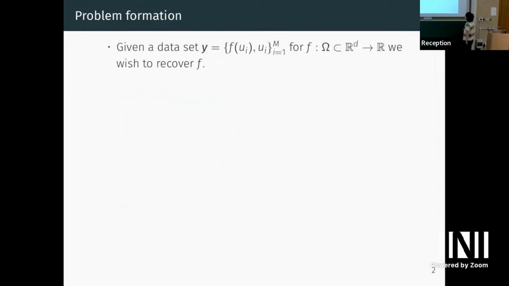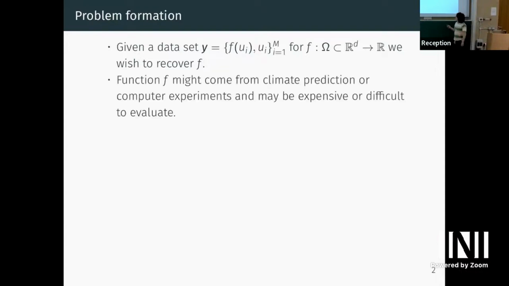So the problem is quite a simple one. We've got a load of data points x_i, and we've got an unknown function f, and we have the value of this function at each data point, and we want to recover this function. The function f might be expensive or difficult to evaluate, so it might come from a simulation or some sort of chemistry experiment.